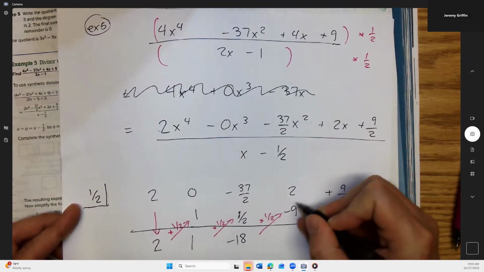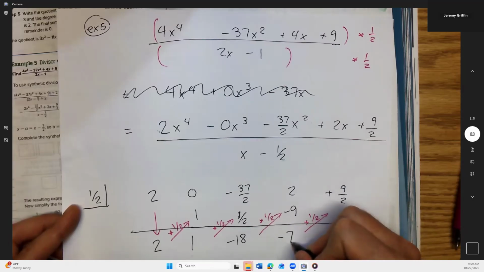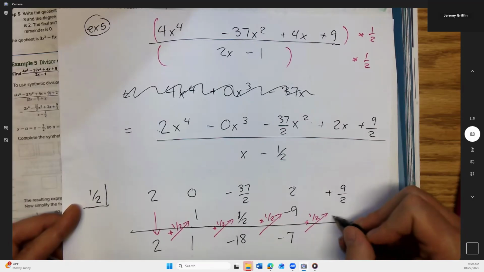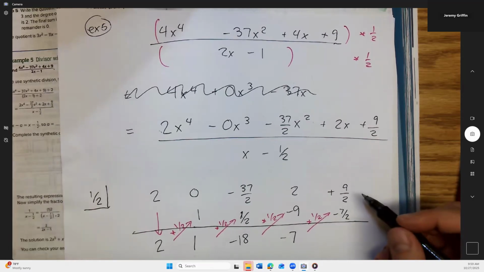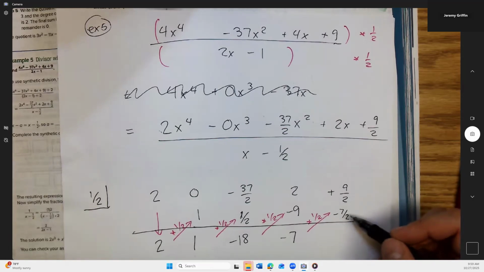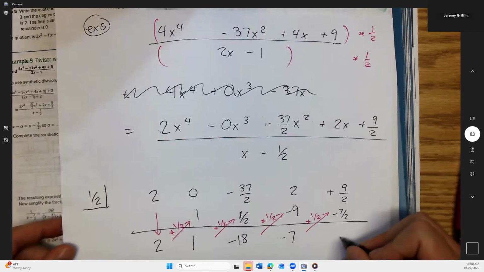Negative 9. What's 2 plus negative 9? Negative 7. What's half of negative 7? Well, I guess negative 7 over 2, I could say that, right? And then what's 9 over 2 minus 7 over 2? So, yeah, 1, because it's 2 over 2, which is equal to 1, isn't it?